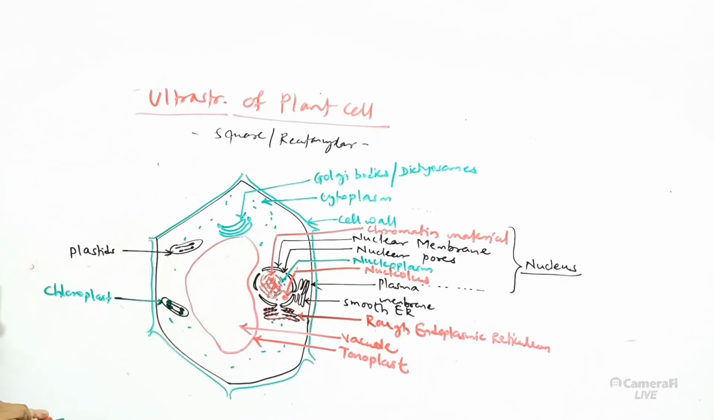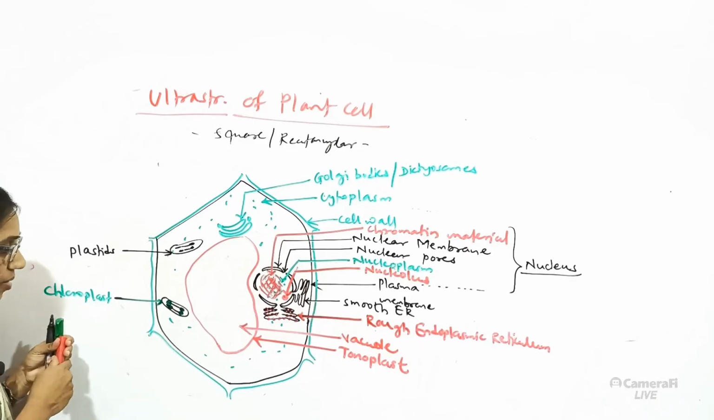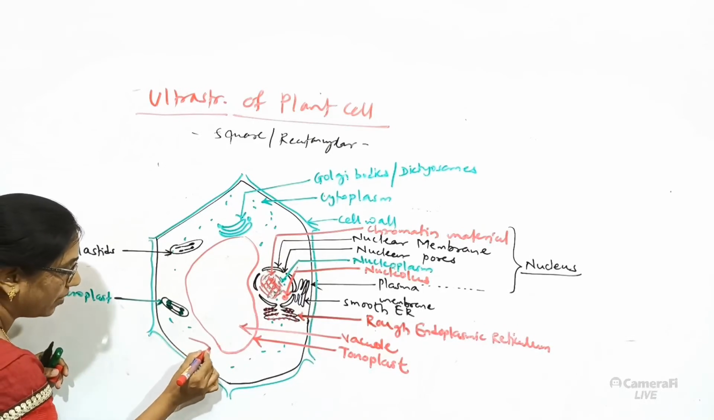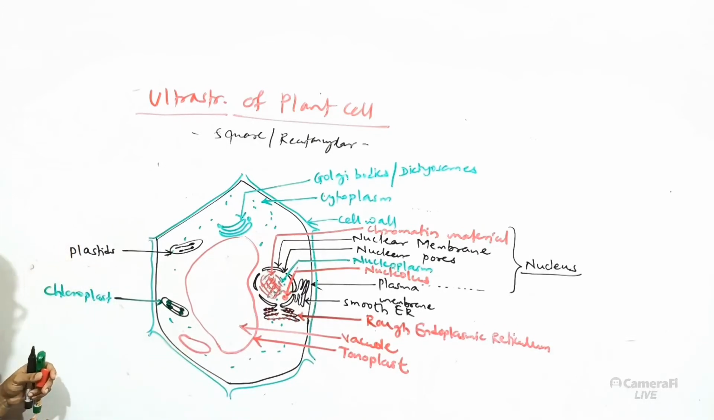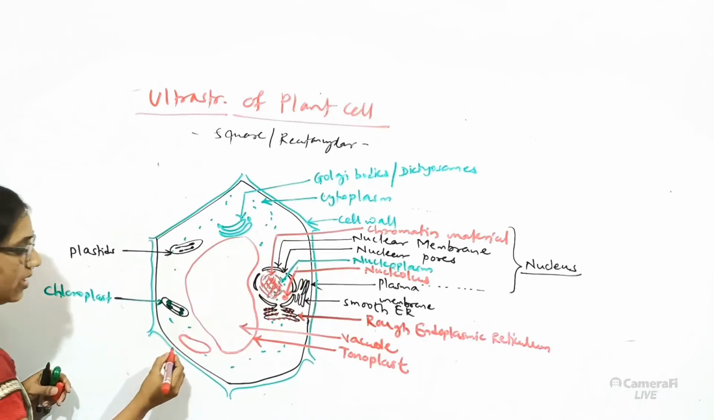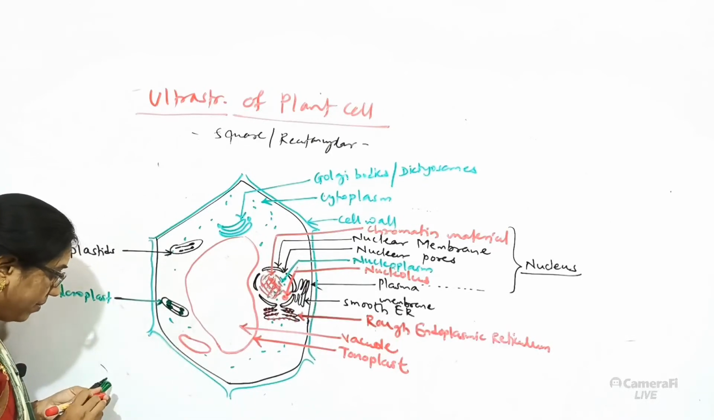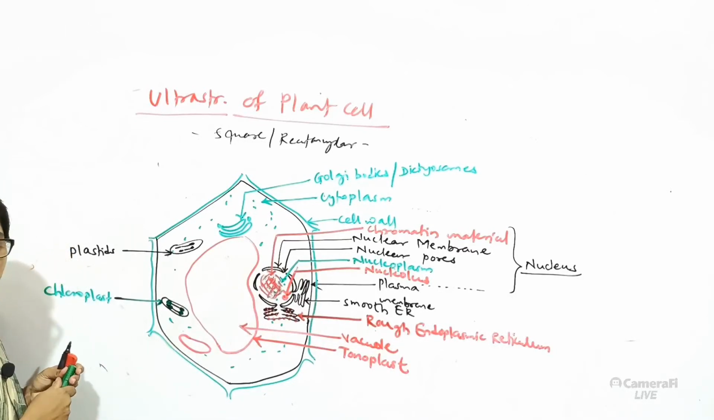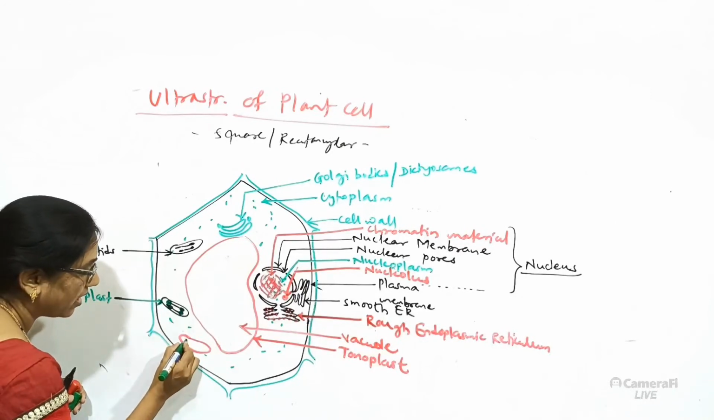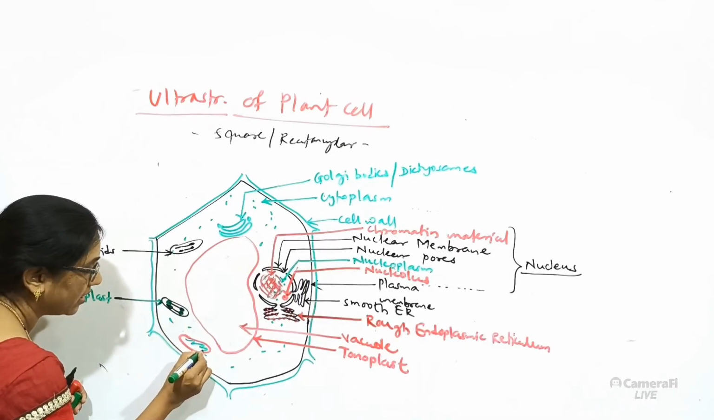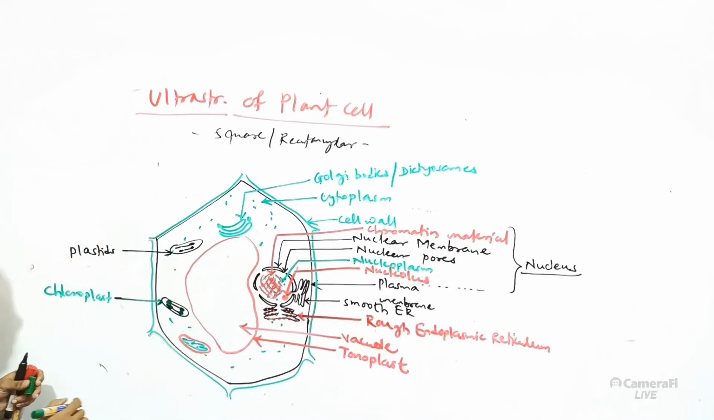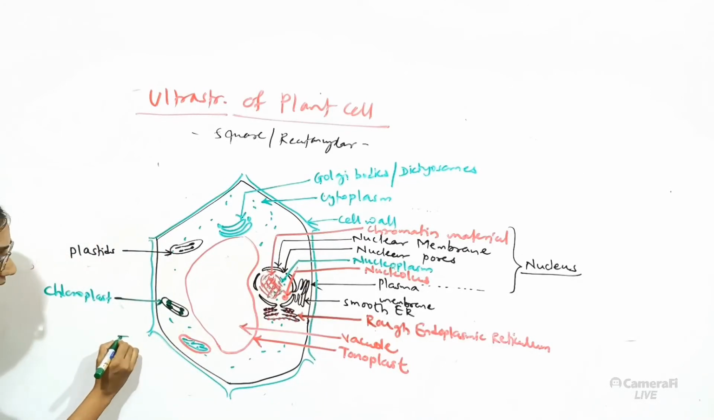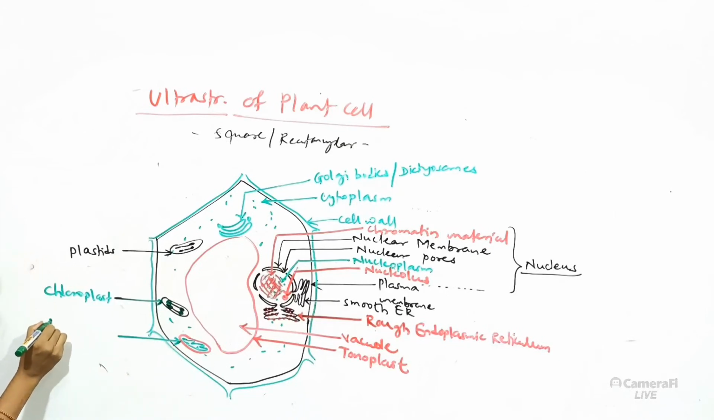In the plant cell, there is also the presence of mitochondria. The mitochondria are also double membrane bound cell organelles. The inner membrane of the mitochondria shows finger-like projections, and these finger-like projections are called cristae. So this structure is nothing but the mitochondria.